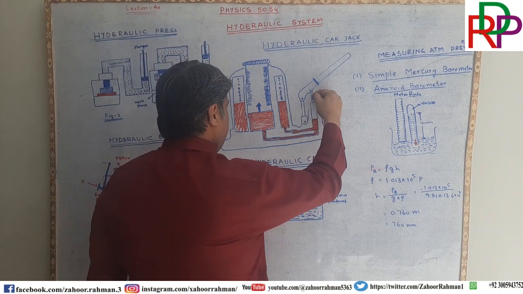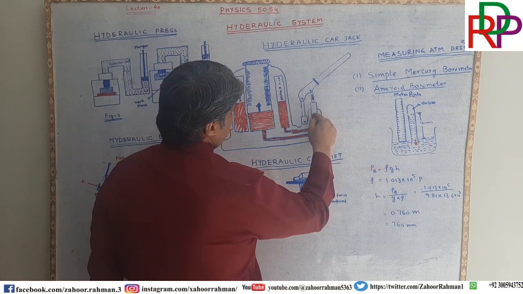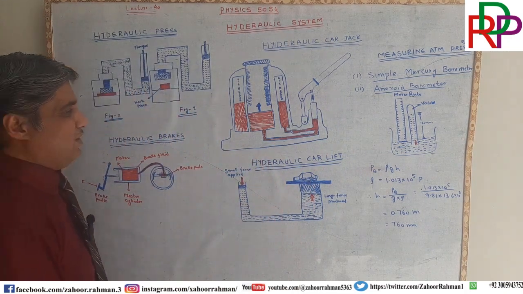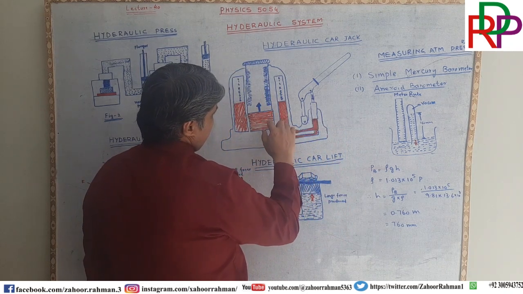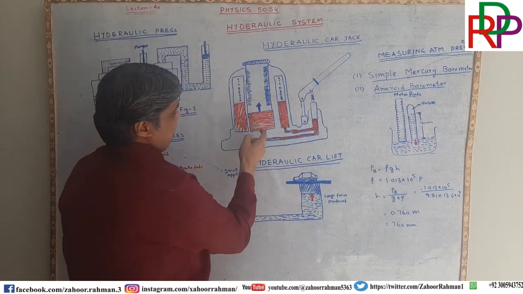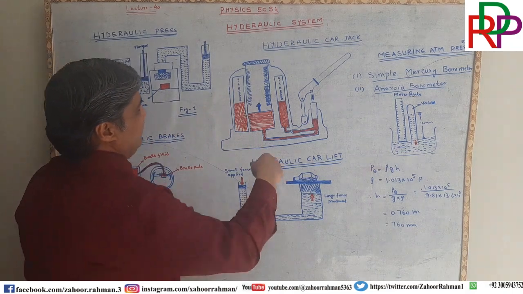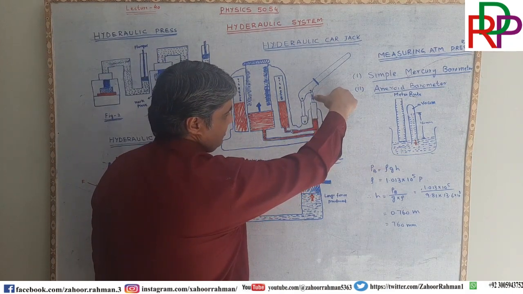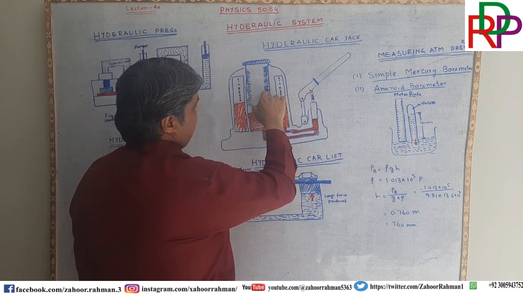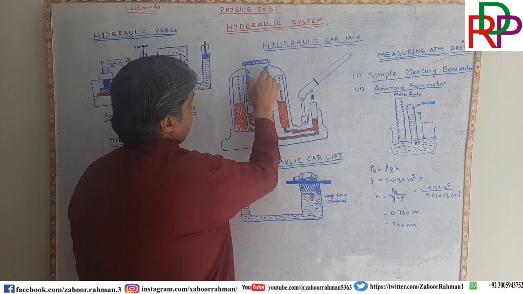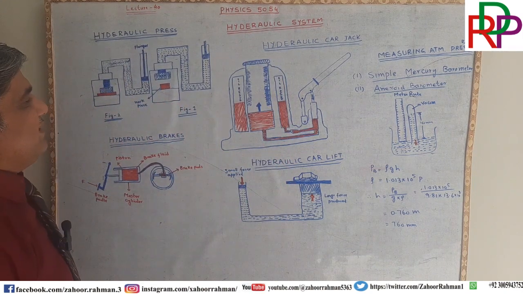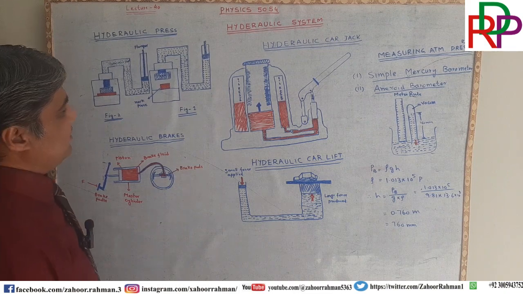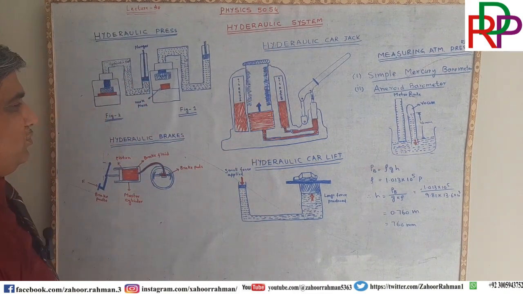And when we apply a small force through this piston, then the red liquid, which is shown red here, will transmit the force to the larger piston. And when the larger piston is pressed, it means a larger force will be applied. Here we are applying a smaller force, and here we will get a larger force. So when this piston is moving up, whatever is in this place, whether it is a car, a truck, or a large heavy vehicle, it can be uplifted through this jack.